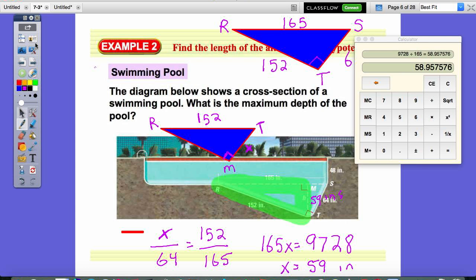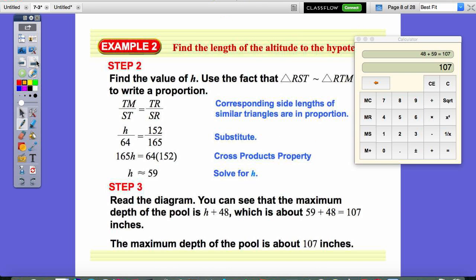They want to know the maximum depth of the pool, so that makes it a little trickier. I wanted a different color here. They wanted to know here all the way down. So at this depth, is 48 inches, plus the part we just found is 59 inches. The maximum depth is 107 inches. Okay, and we can see that we got the correct answer right there. In case you're curious, that is about 8.92 feet is the maximum depth of the pool.